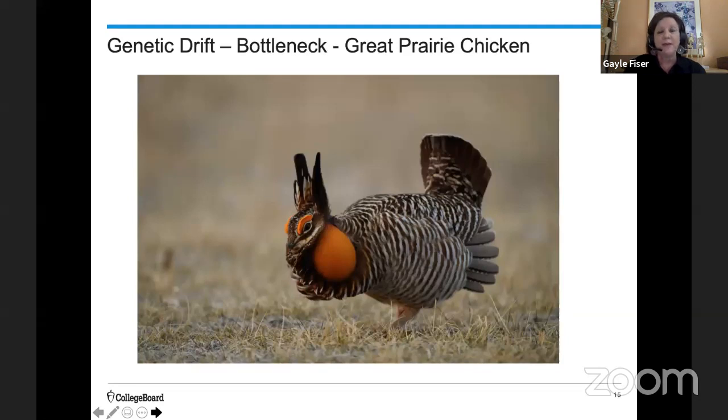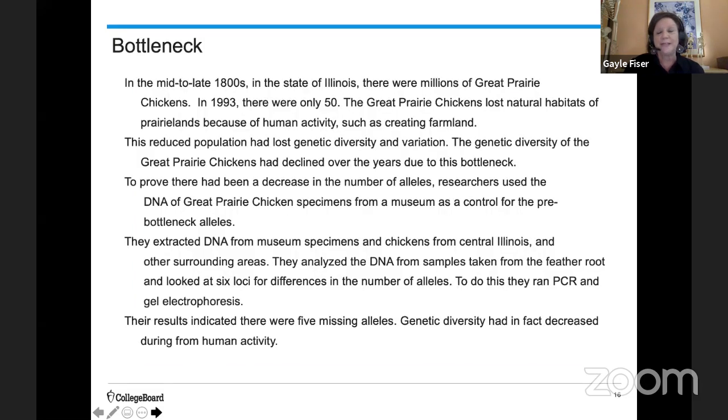Okay, so for bottleneck, we're going to talk about the great prairie chicken. And I'm going to tell you the story. I read some research articles to pull all this together. In the mid to late 1800s, in the state of Illinois, there were millions of great prairie chickens. In 1993, there were only 50. The great prairie chickens lost natural habitats of prairie lands because of human activity, such as creating farmland. This reduced population had lost genetic diversity and variation. The genetic diversity of the great prairie chickens had declined over the years to this bottleneck.